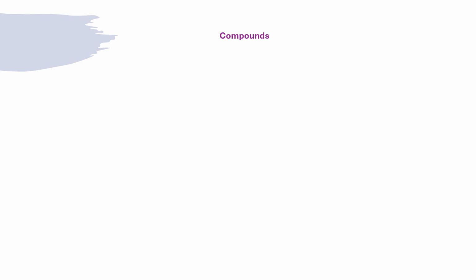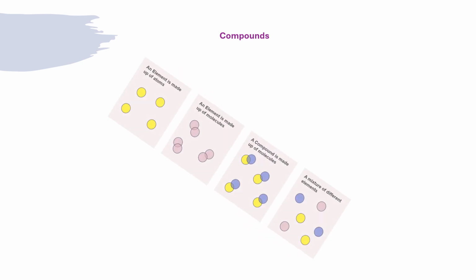Take CO2 as an example. The 2 parts oxygen and 1 part carbon join or bond together to form CO2. This is how you can tell the difference between atoms, elements, and compounds. The diagrams will help you with this.